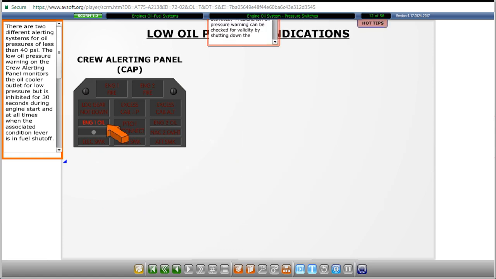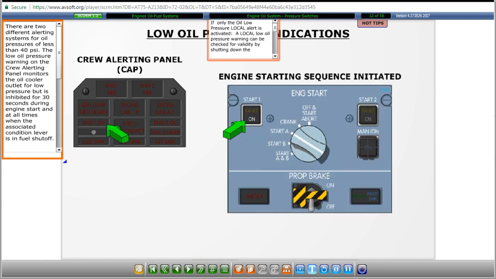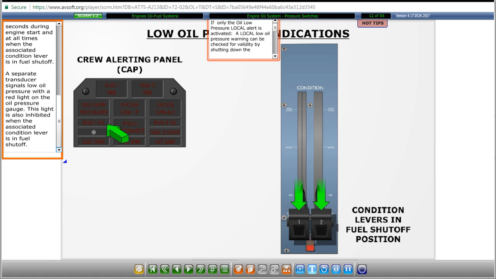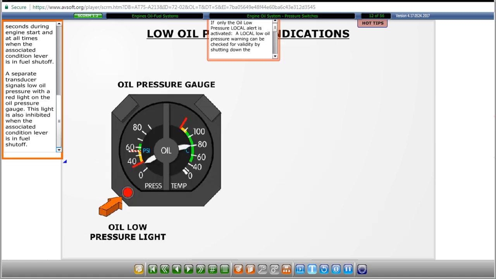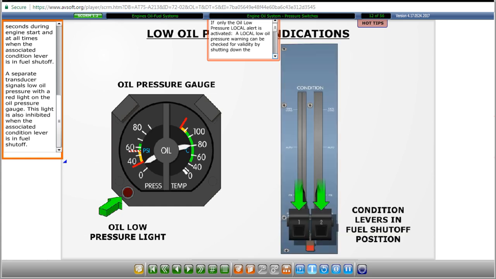There are two different alerting systems for oil pressures of less than 40 psi. The low oil pressure warning on the crew alerting panel monitors the oil cooler outlet for low pressure, but is inhibited for 30 seconds during engine start and at all times when the associated condition lever is in fuel shutoff. A separate transducer signals low oil pressure with a red light on the oil pressure gauge. This light is also inhibited when the associated condition lever is in fuel shutoff.